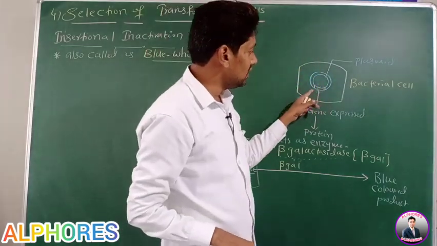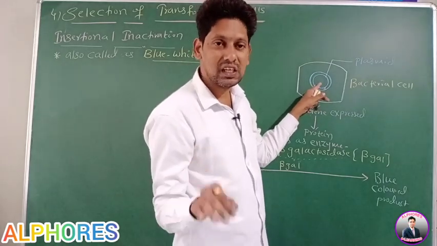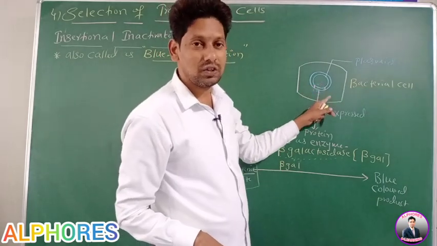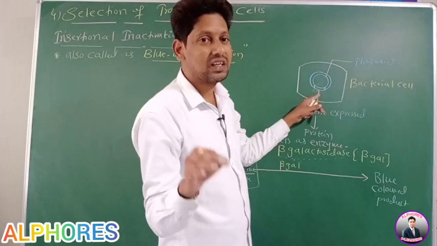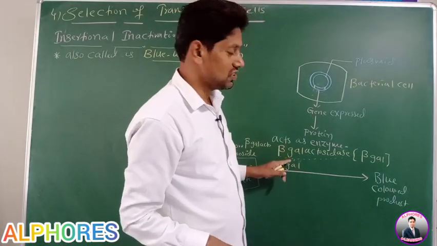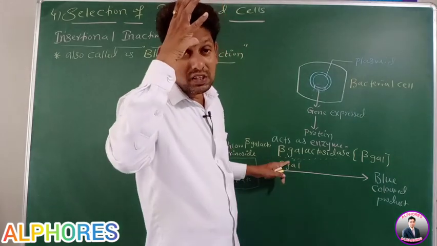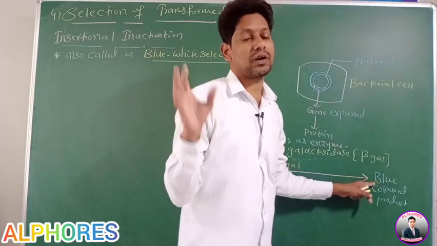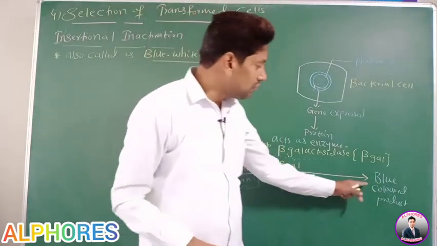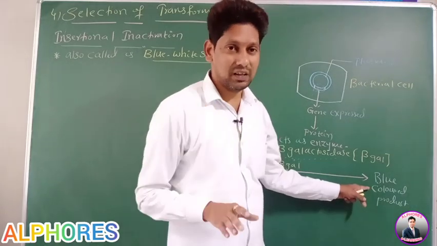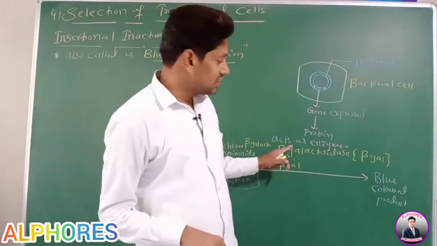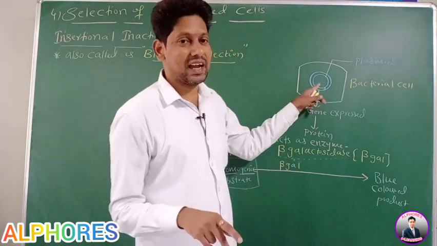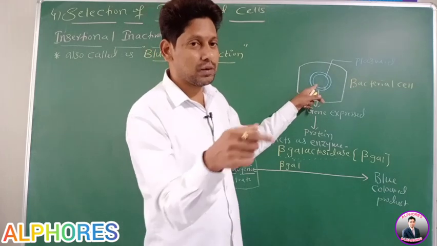Therefore, when the desired gene is inserted in the place of the gene which produces beta galactosidase enzyme, that gene gets inactivated. So, enzyme is not produced. As enzyme is not produced, the chromogenic substrate is not converted into blue colored product. It means if blue colored product is not formed, enzyme is not produced. Enzyme is not produced means the gene which produces this enzyme has been inactivated. Why has it inactivated? Due to the presence of desired gene.